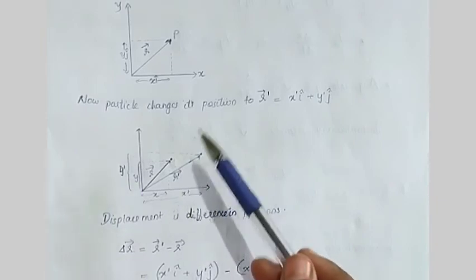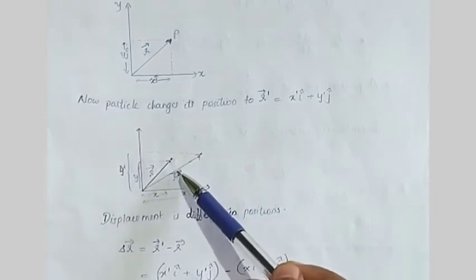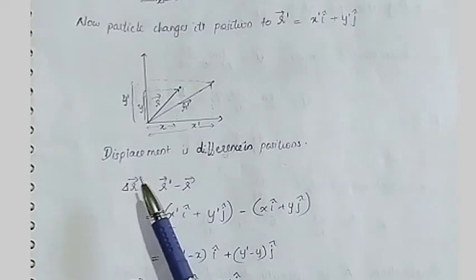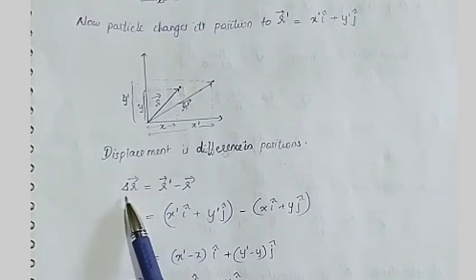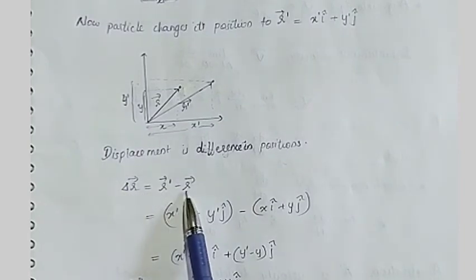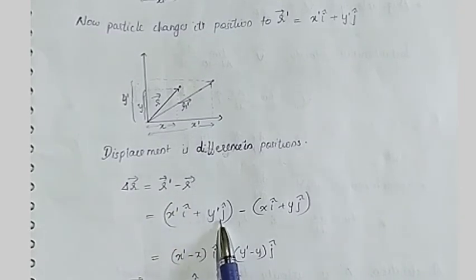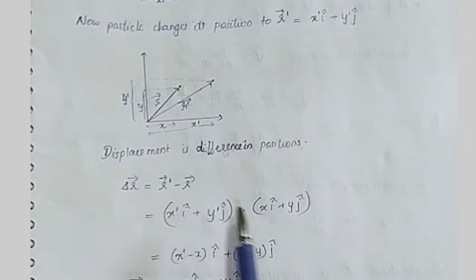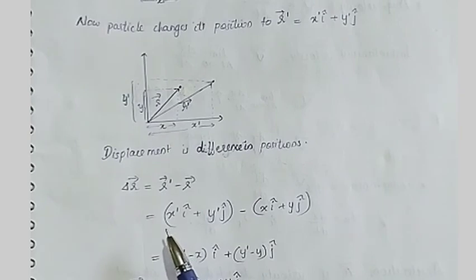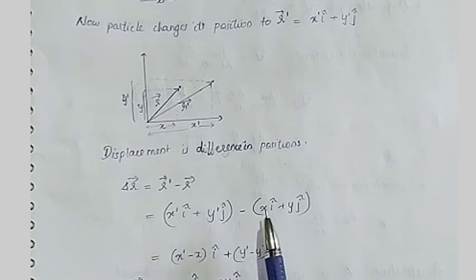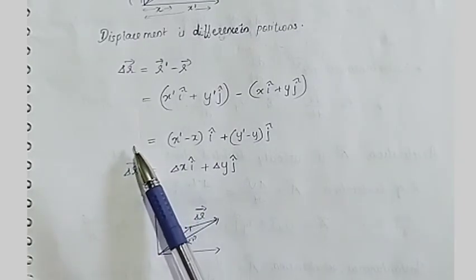So, this is how we represent the position vector, and now to get the displacement, we know that displacement is final position minus initial position, and to obtain the displacement vector we find the difference between the final position vector and the initial position vector. Final position vector is x dash i cap plus y dash j cap and initial position vector is x i cap plus y j cap. So, by finding the difference in the position vectors r dash and r, we get x dash minus x i cap plus y dash minus y j cap as the displacement vector delta r.